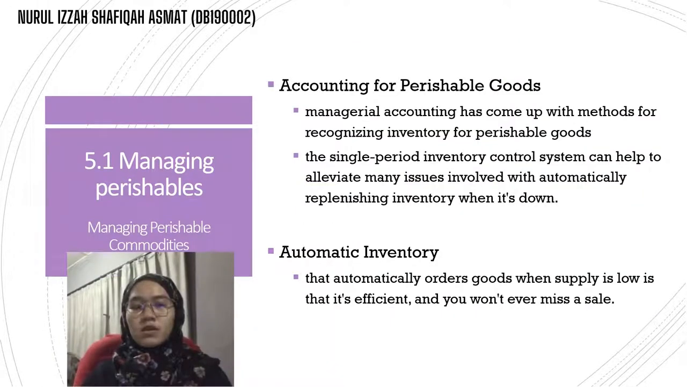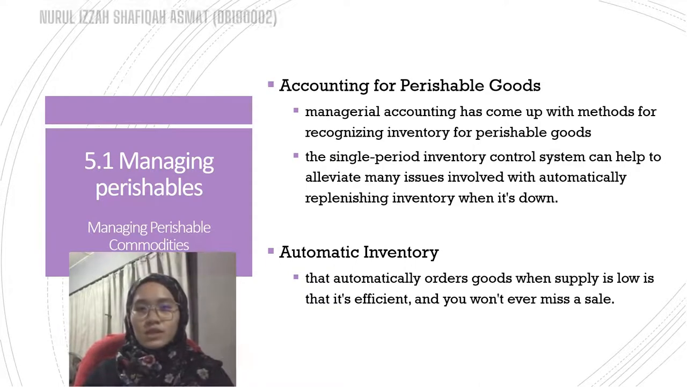Managing perishable commodities. Accounting for perishable goods, managers have come up with methods for organizing inventory for perishable goods. The single period inventory control system can help to alleviate many issues involved with automatically replenishing inventory when it's down. Secondly, automatic inventory. It is the system that automatically orders goods when supply is low. It is that efficient and you won't ever miss a sale.